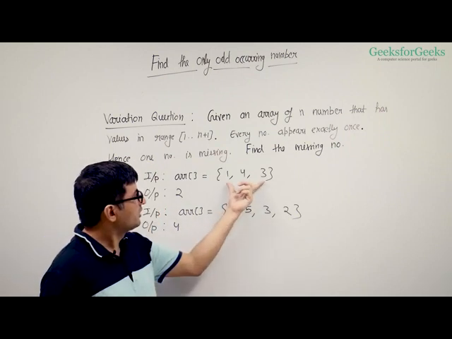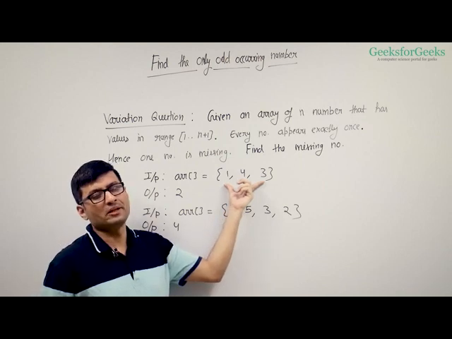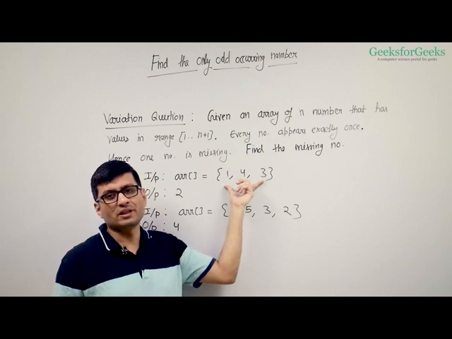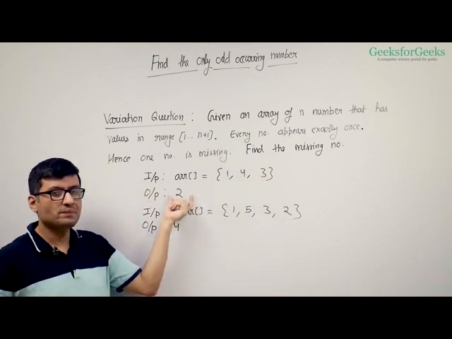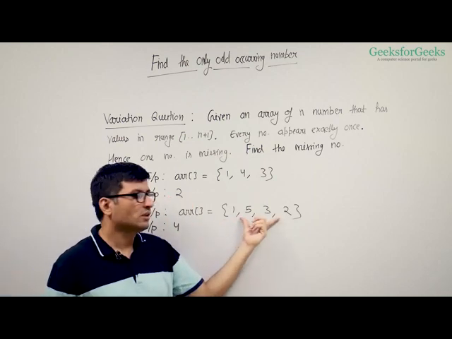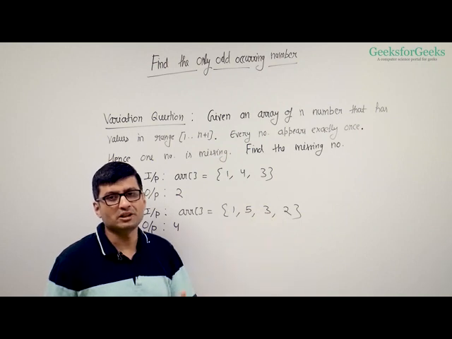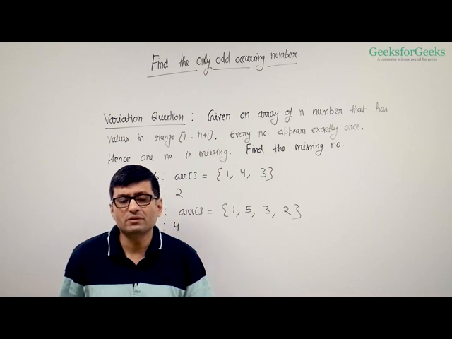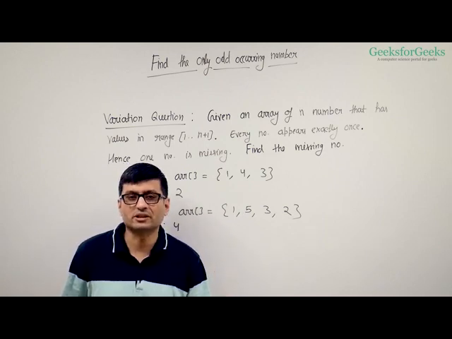If you see this array, you have range as 1 to 4, size of array is 3. So one number is missing in the range from 1 to 4 and we are given that every element in the array is distinct. So the missing number is 2. If you see this array, there is one number missing which is 4. We need to find that missing number. So please try it yourself.